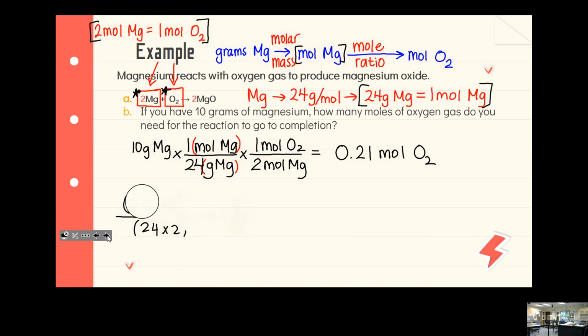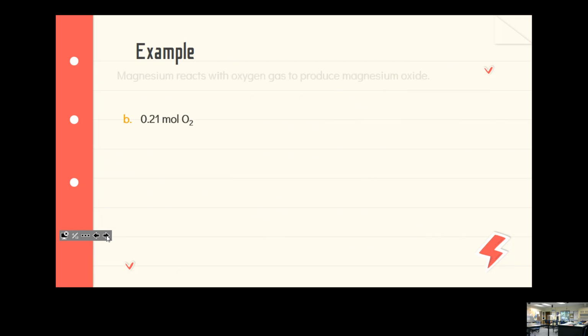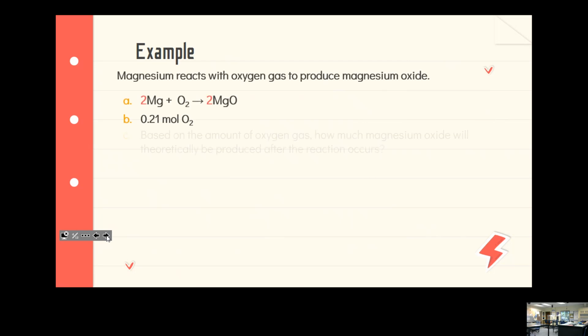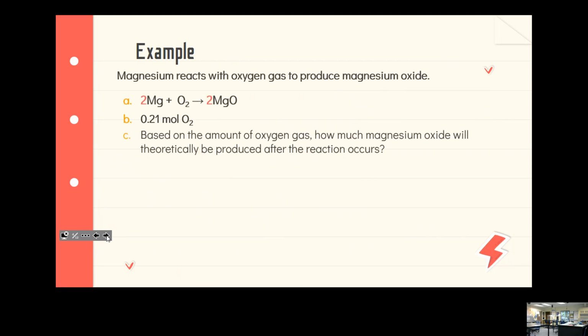You just want to make sure that you can successfully write this in your calculator, so that we all are getting the same answers. Our final answer would be 0.21 moles of oxygen. So let's move on to the next. Based on the amount of oxygen gas, how much magnesium oxide will theoretically be produced? Remember, key word, theoretically.